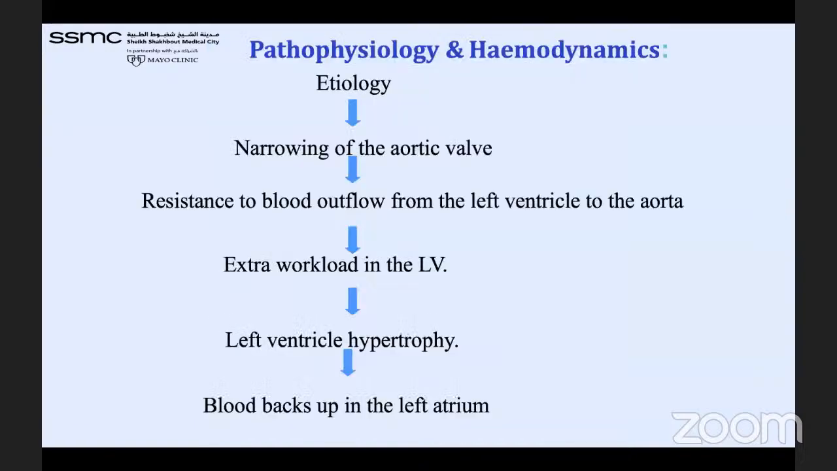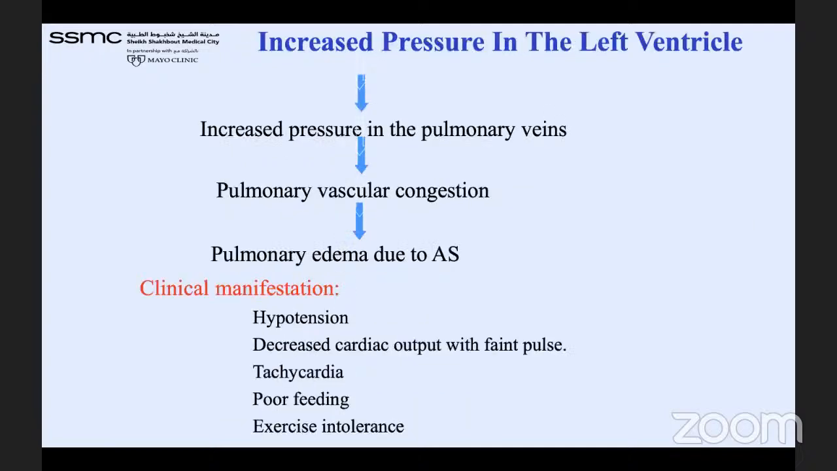So same thing, it happens congenitally: narrowing of the aortic wall, resistance to the blood outflow, which gives extra workload to the left ventricle. The left ventricle is hypertrophied and blood backs up into the left atrium, which increases the pulmonary venous pressure, causing pulmonary venous congestion and pulmonary edema due to the aortic stenosis. So this is the pathophysiology, and this is the hemodynamic change in this baby.